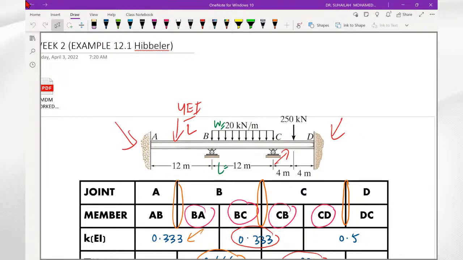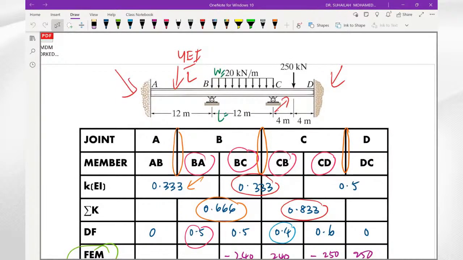Okay, so as I promised, I would like to show and explain how to draw a shear force diagram and bending moment diagram based on example 12.1 from Hibbeler, under the topic moment distribution method. Actually, I have discussed this example in class.